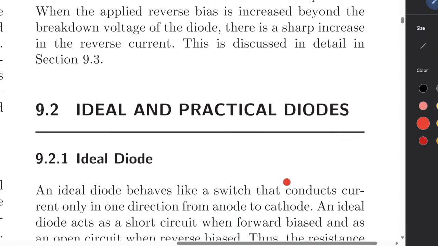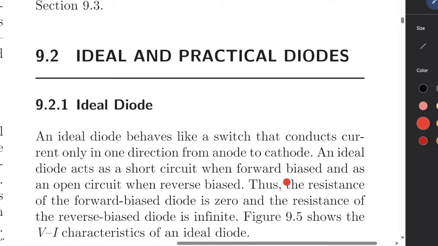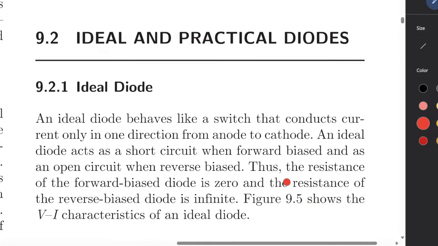So we have seen reverse bias condition and forward bias condition. Now, ideal and practical diodes. So what is an ideal diode? An ideal diode behaves like a switch that conducts current only in one direction, from the anode to the cathode. Okay, A to C.